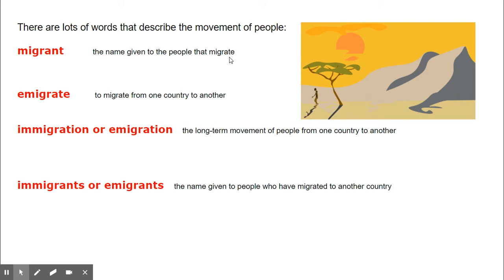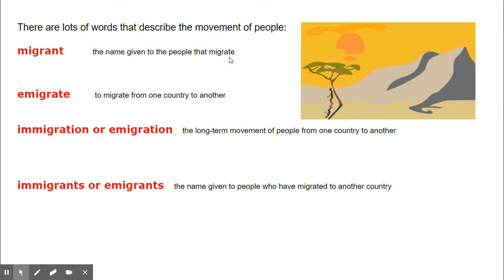Immigration or emigration is the long-term movement of people from one country to another. So that's when we move to live or work in a different country. That's immigration, or you can say emigration. So immigrants or emigrants are people that have migrated to a different country.